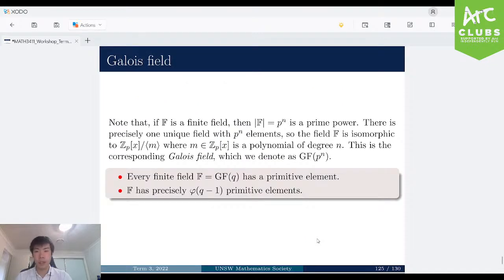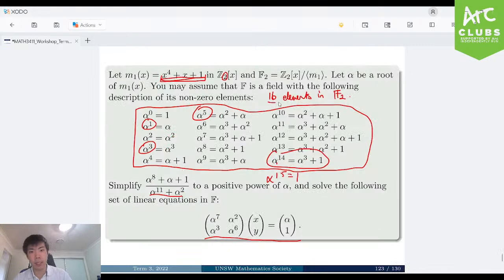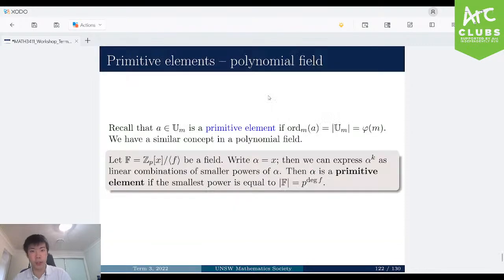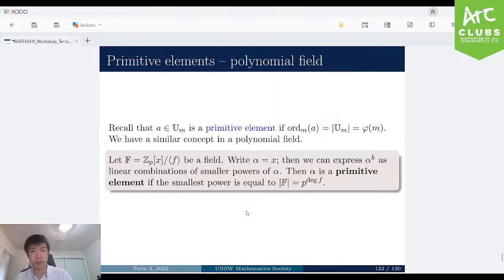All right. A Galois field is usually denoted by GF and then in brackets the number of elements in it. If F is a finite field, then the cardinality of F is going to be p to the power of n. We've seen this multiple times already, right? Looking back up here, the number of elements was 16, that's 2 to the power of 4. We just saw one here, 5 to the power of 3. So it's usually equal to the prime value to the power of the order of your polynomial.